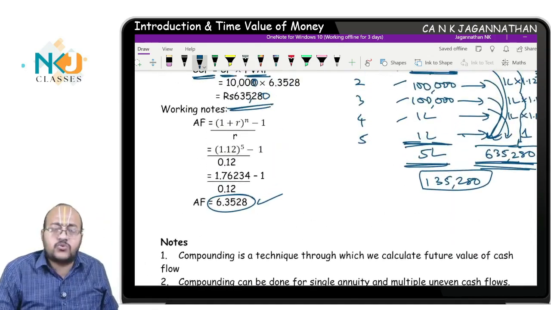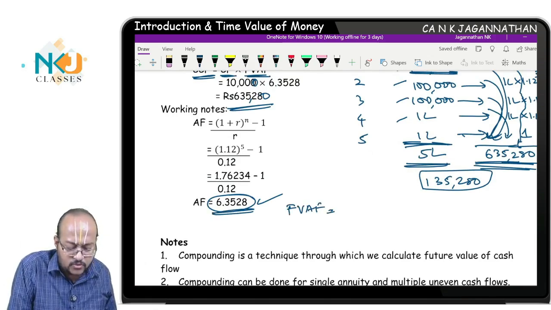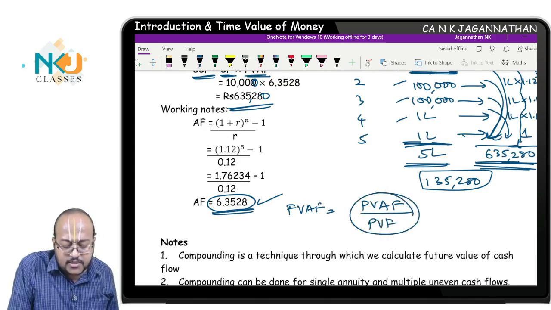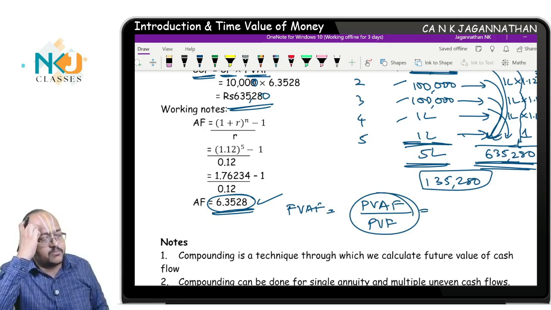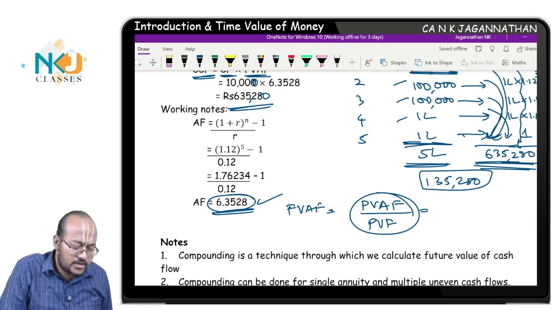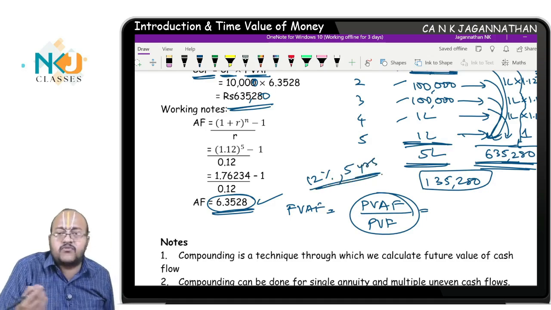And one more formula you can use for finding the future value annuity factor. I'll tell you, future value annuity factor is equal to present value annuity factor divided by present value factor. This is very simple. In intermediate, if you have the older syllabus, there was time value of money. There, this formula would have been given. Very simple. In this case, 12%, and 5 years is the given period.